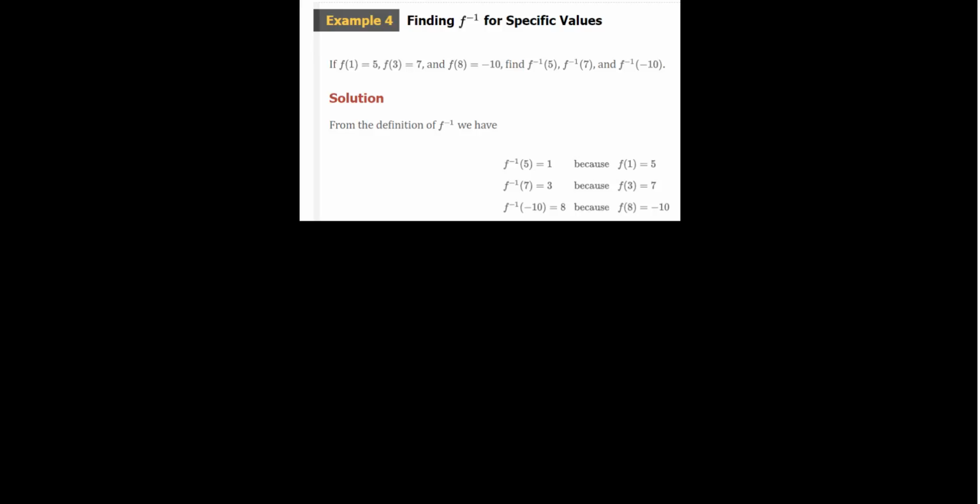Okay, so starting here, we have if. We don't know what the function looks like. We just know that if we evaluate a function at some value, then it's equal to something, right? So if f of 1 is equal to 5, if f of 3 is equal to 7, and if f of 8 is equal to negative 10, then we want to find f inverse of 5, f inverse of 7, f inverse of negative 10. Well, all we got to do is map back to where we found the 5, where we found the 7, where we found the negative 10, right? So where did we find the 5? Well, we found it at f of 1. So f inverse of 5 is equal to 1.